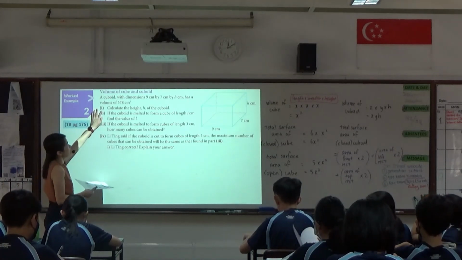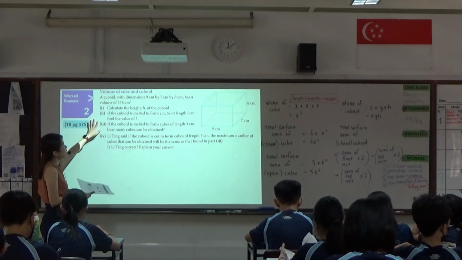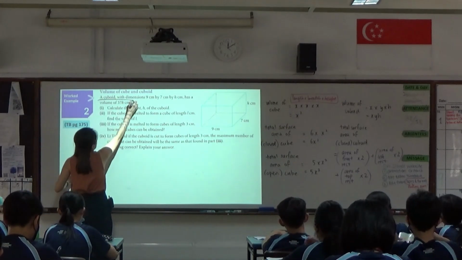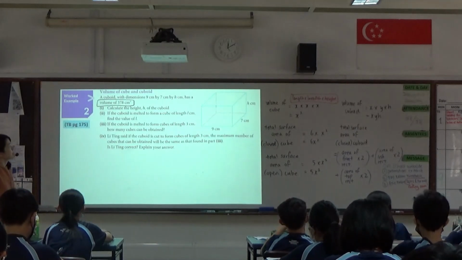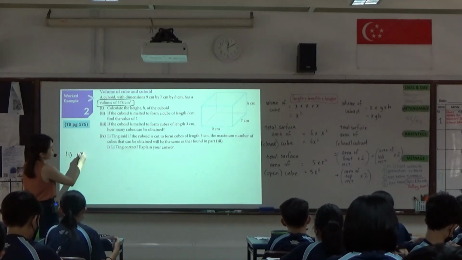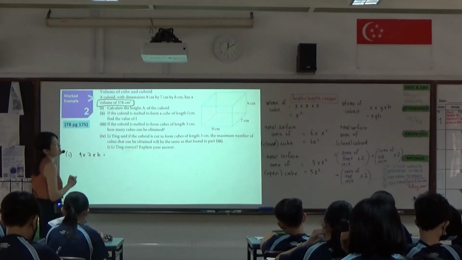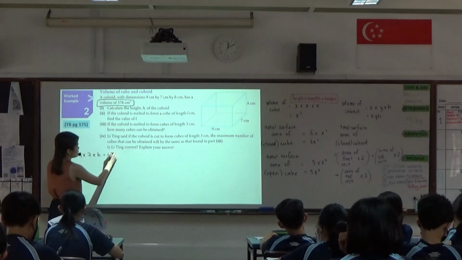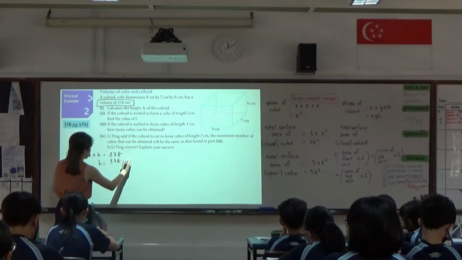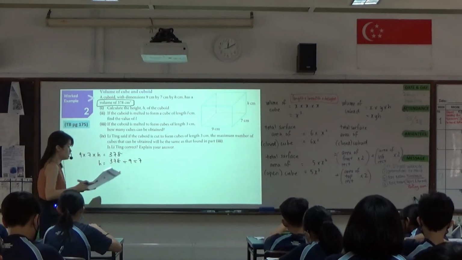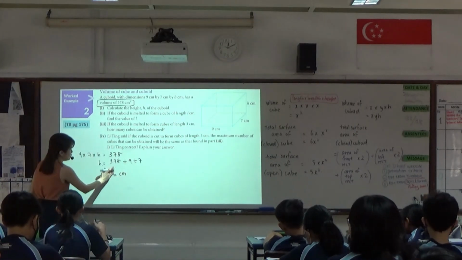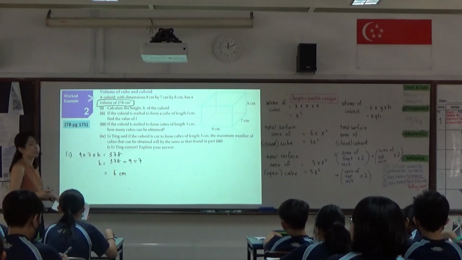In your textbook in part I, they want you to calculate the height of the cuboid given that the volume of the cuboid is 378. So we know that 9 times 7 times h gives us the volume of the cuboid, which is 378. Hence, h is equal to 378 divided by 9 divided by 7, which gives us 6 cm. And that's the value of h.